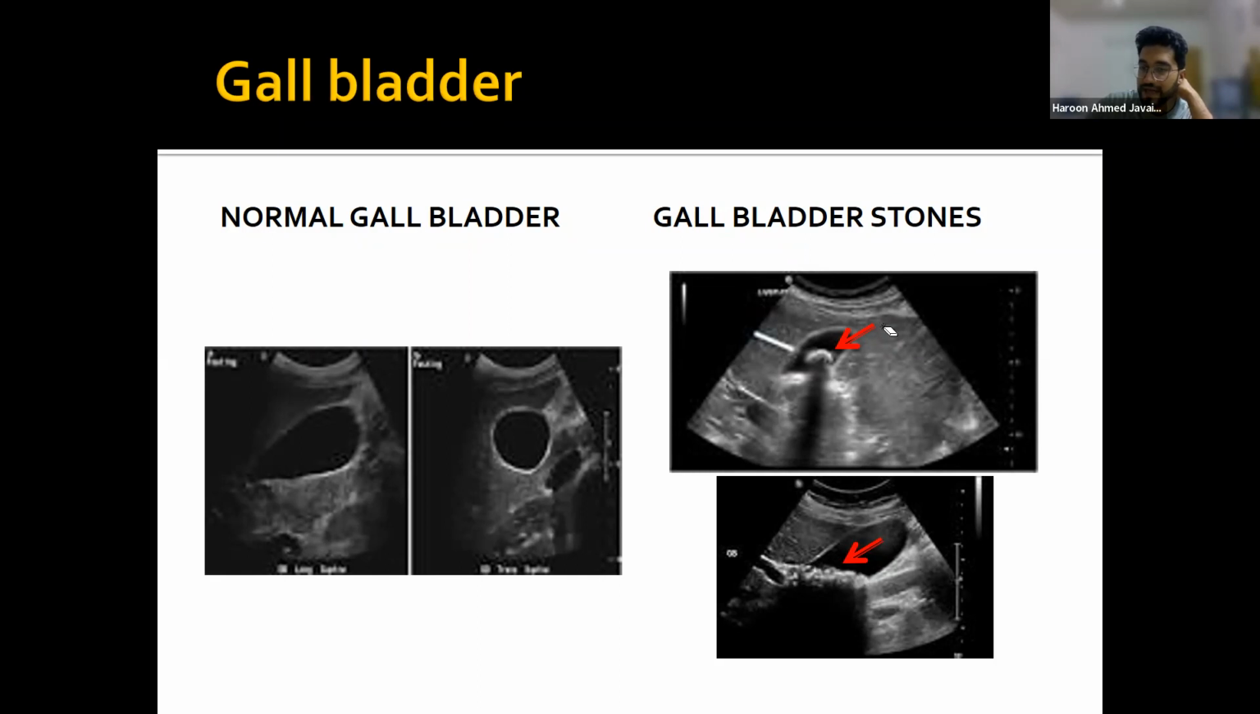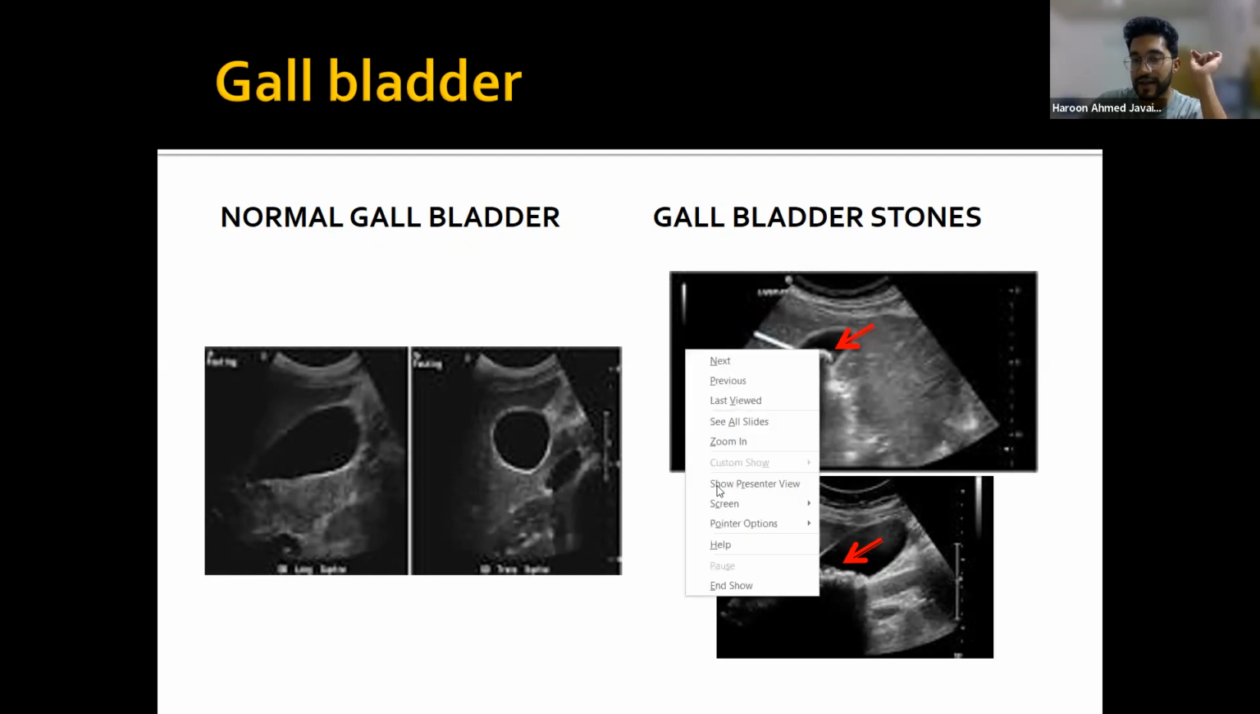Okay, now moving on to your second question over here. So this is a gallbladder which has a gallstone. Now this will clarify a lot of stuff for you guys. The stuff that you're not understanding, this is going to help you out a lot. So let's start.